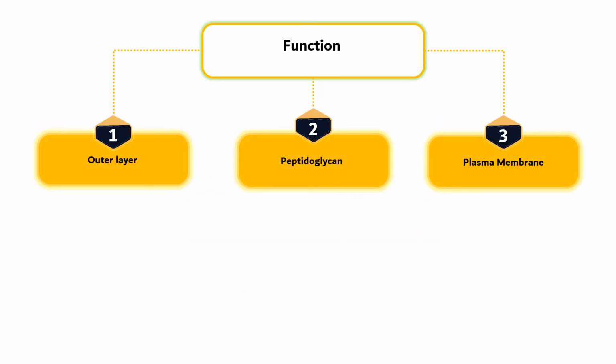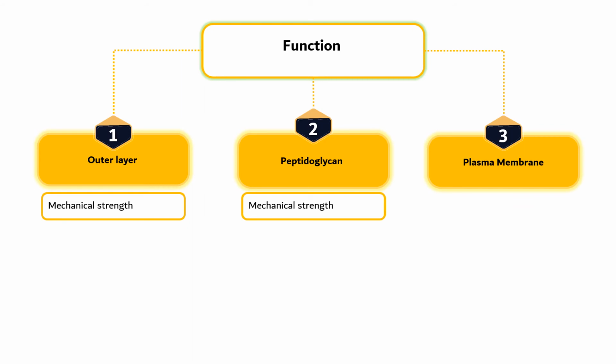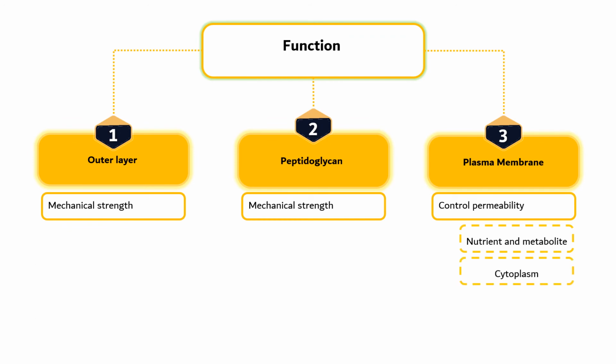The three layers have different functions. The outer membrane and the peptidoglycan provide mechanical strength. The weaker plasma membrane, the innermost layer, controls the permeability of the cell, including transport of nutrients into the cell's interior and export of metabolites into the surrounding solutions.